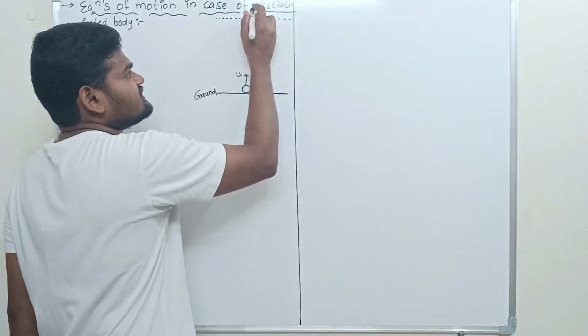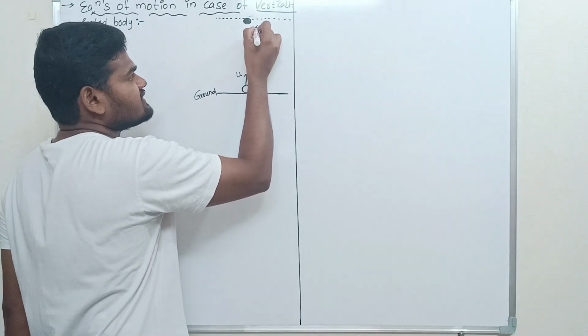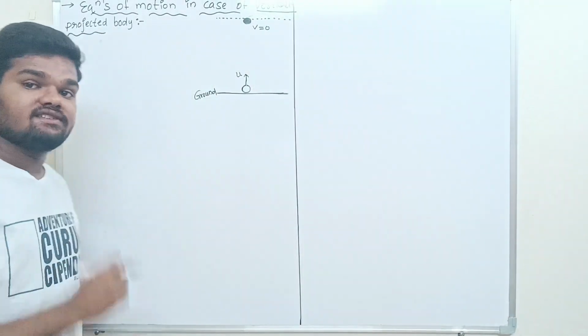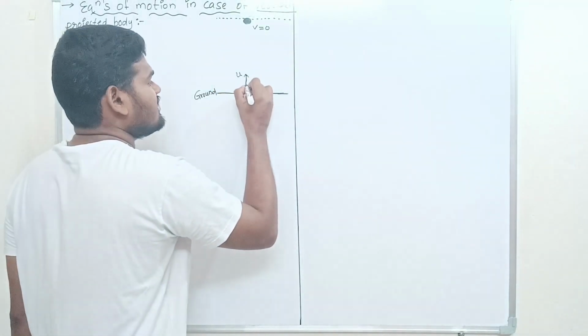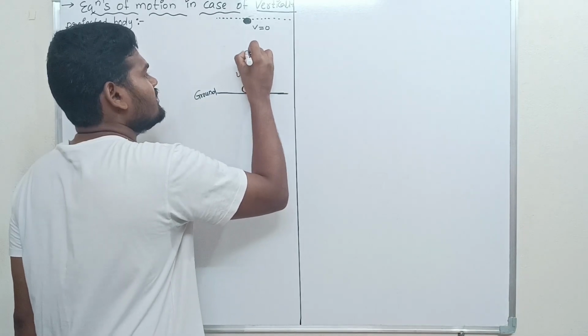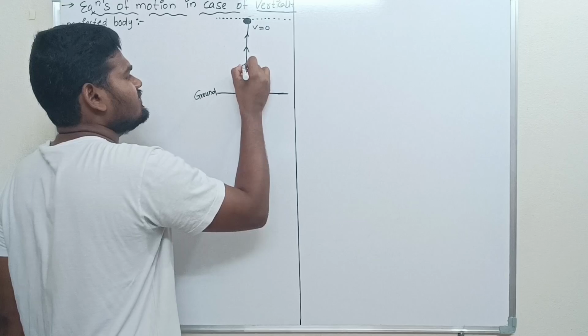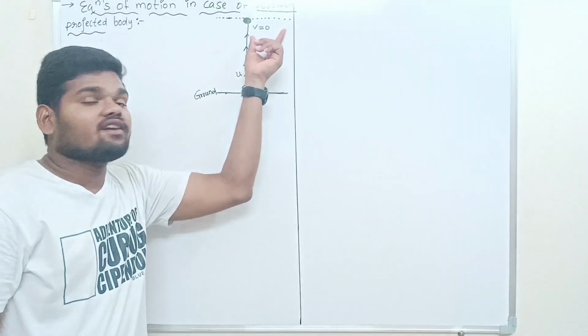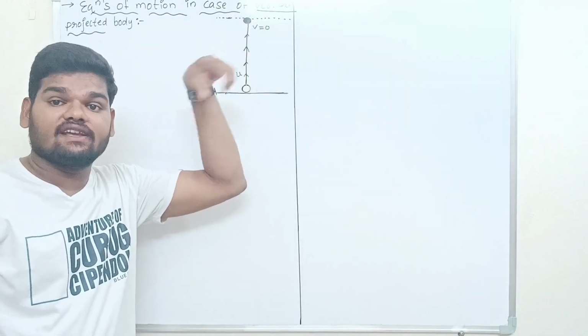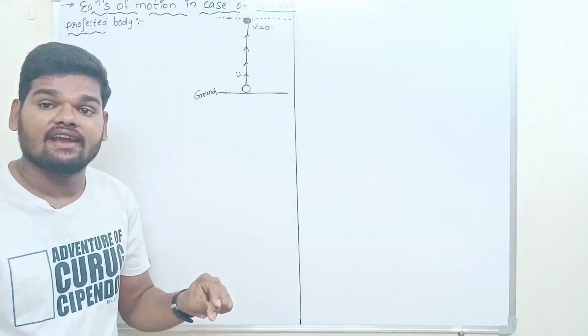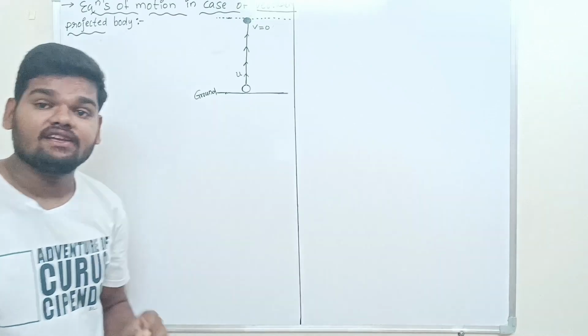That means its final velocity is equal to how much? Zero. The final velocity of the object is zero. So we got that the final velocity of the object is zero at a certain height from the ground.